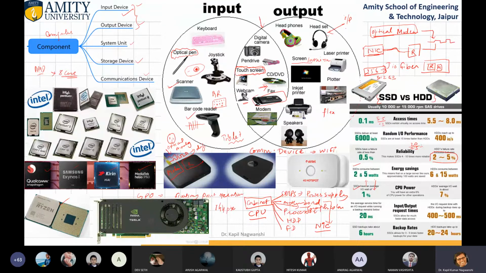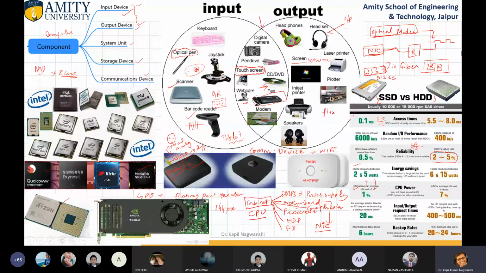Here, let us see about input and output devices and computer components. Computer components can be divided into input device, output device, system unit, storage device, and communication devices. All these things I had explained, what is given and what is not given, in my YouTube video. So just see about this. These are the processors, input devices. You know very well that barcode reader, optical pen, and these are the devices between input and output.